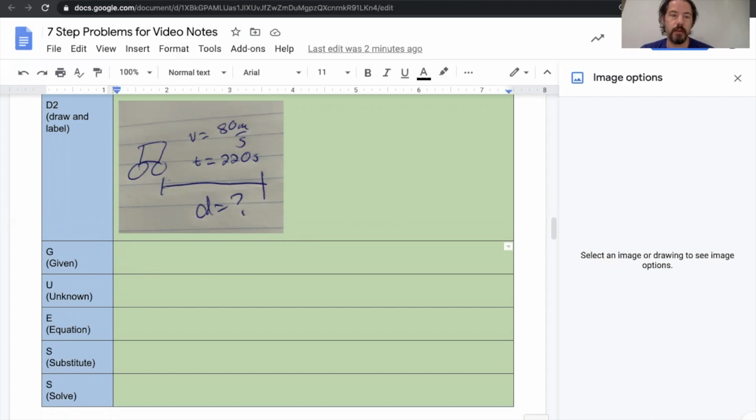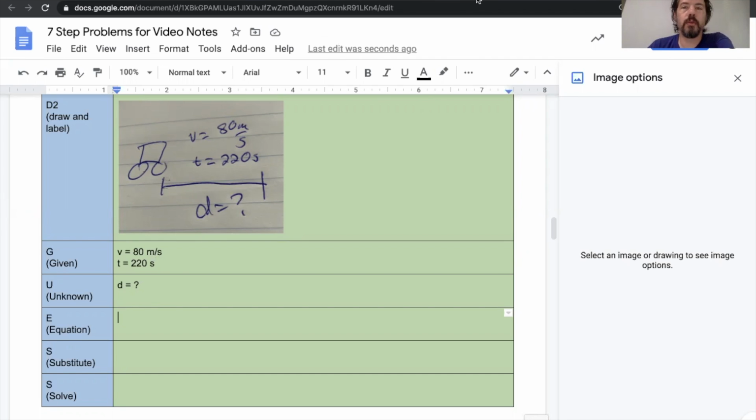So now we're going to list the givens. I was given velocity equals 80 meters per second, and I was given time equals 220 seconds. Notice I typed each one on a separate line. Then for my unknown, what am I looking for? D equals question mark.